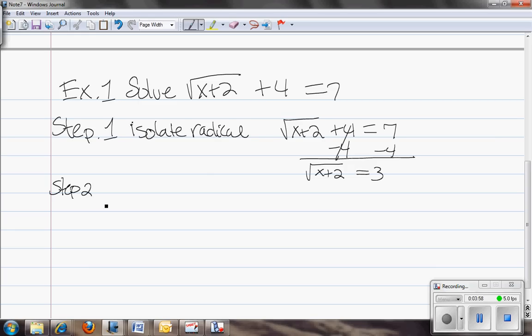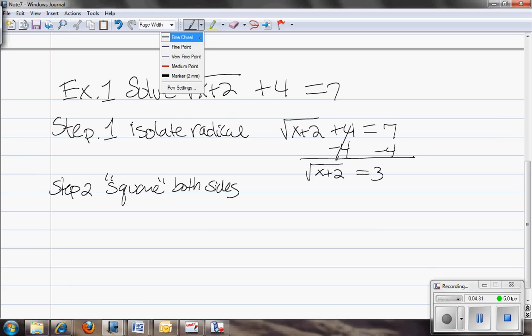So step 2 is to square both sides. Now here, notice I said square. The only reason I'm squaring is because I have a square root. If you had a cube root, you would cube both sides. If you had a fourth root, you would take the fourth power of each side. So you do whatever undoes, that's definitely not a word, whatever undoes the radical. So here, I actually want to square both sides.